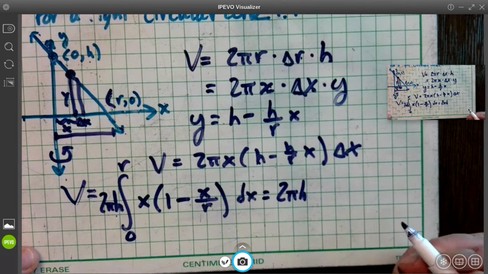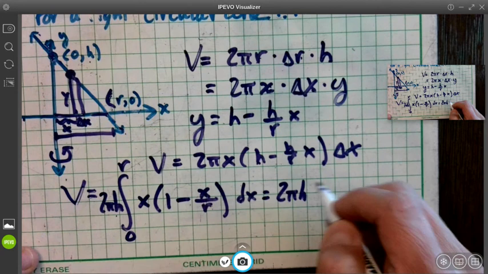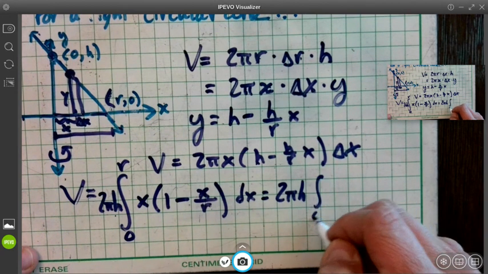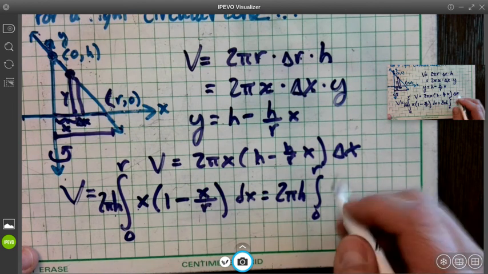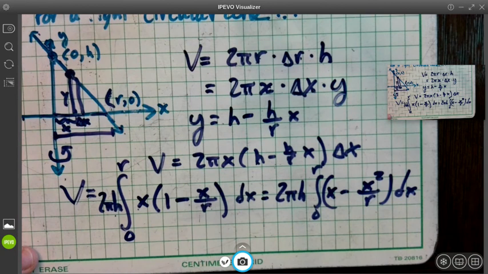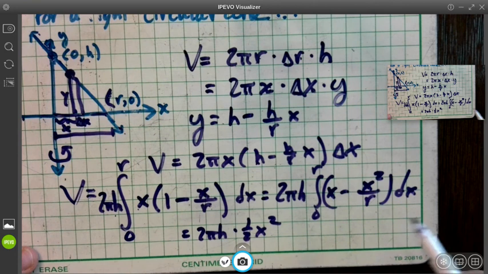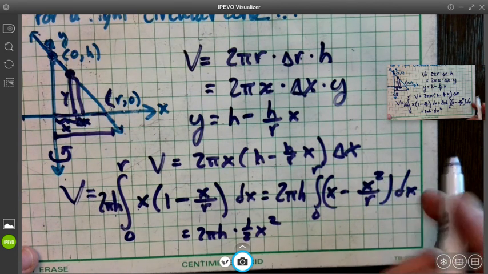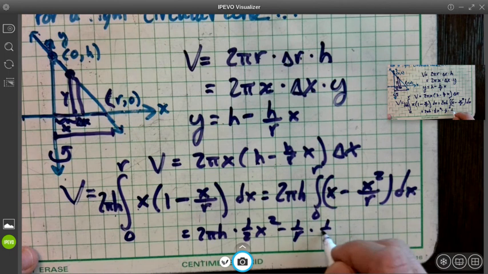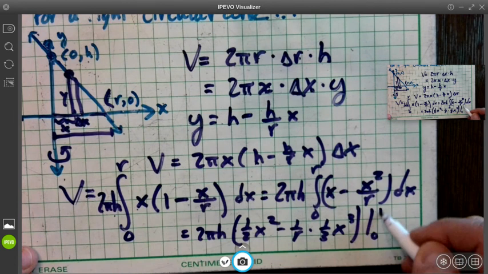2 pi h is a constant, as is r, because we're talking about the radius of the cone, aka the base of the triangle. What we're going to do is clean this up a little bit. I'm going to distribute the x. That's what we're getting. So we just have to integrate x. Oh, that's easy. 2 pi h, I'm going to get 1/2 x squared. How do you integrate x squared? Well, it's going to be 1 over r times 1/3 x cubed. And we need some parentheses here. That's going from 0 to r.